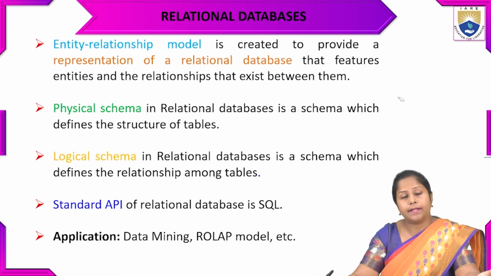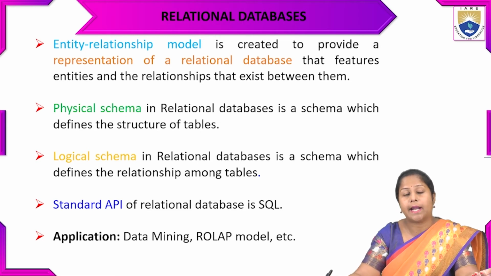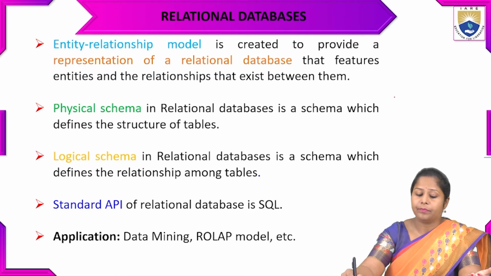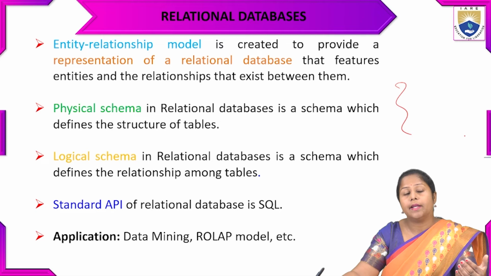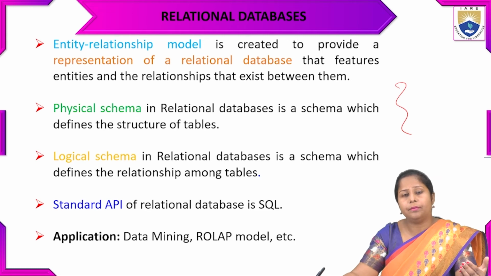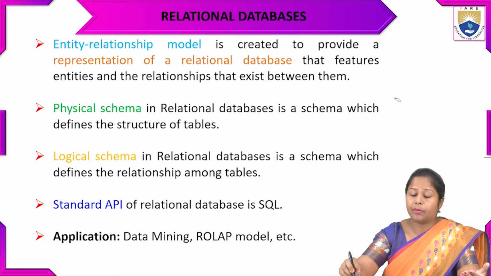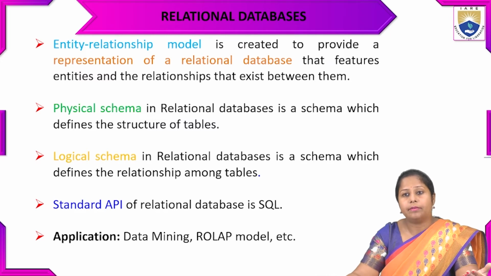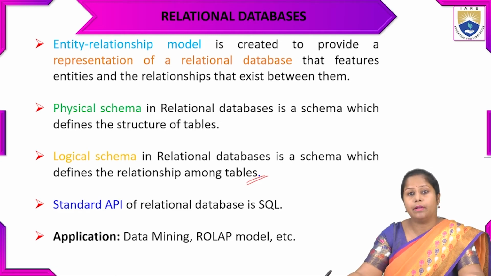Physical schema. In the database there is the term physical schema. In a relational database, it is the structure of the tables, which we can see. The other type, the logical schema, we cannot see. That defines the relationship among the tables. The physical schema represents the structure of the database, the structure of the tables, but the logical schema represents the relationship among the tables. What are the relationships between the two tables, right?